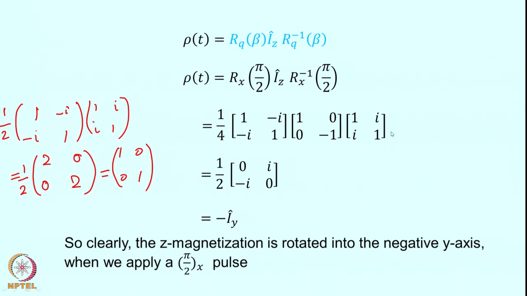So now if I multiply all these 3, what do I get? I get half times 0 i, minus i 0, and this is minus Iy. So what I have got as a result of this is Iz has become minus Iy. Therefore there is a 90 degree rotation. Now we have explicitly demonstrated that the Z magnetization is rotated onto, so if I had the Z magnetization here and I applied the X pulse, in the XYZ coordinate axes, this rotates it to the transverse magnetization along this, so I get magnetization rotated to minus Iy. So clearly the Z magnetization is rotated onto the negative Y axis.